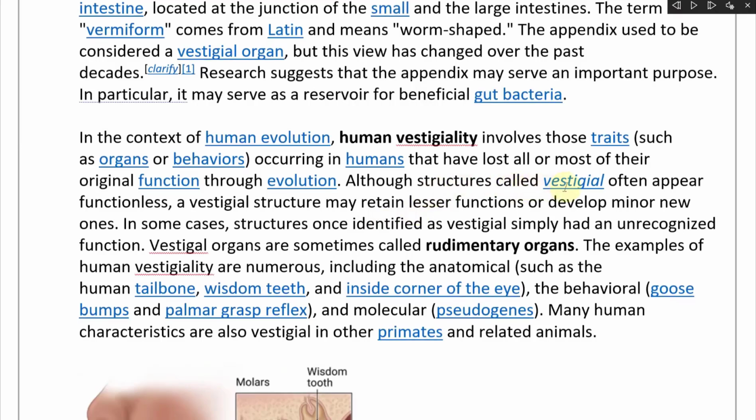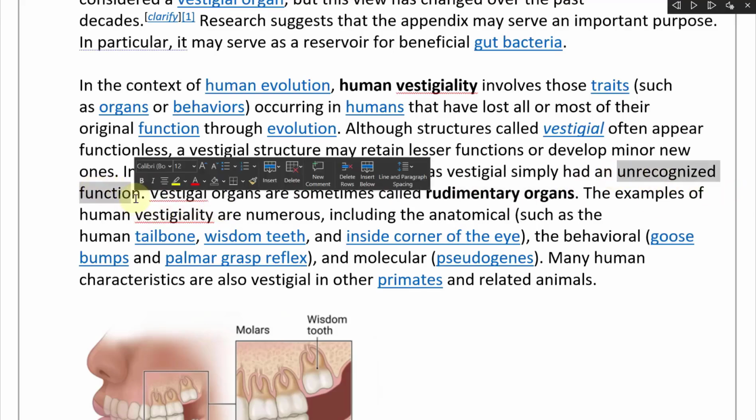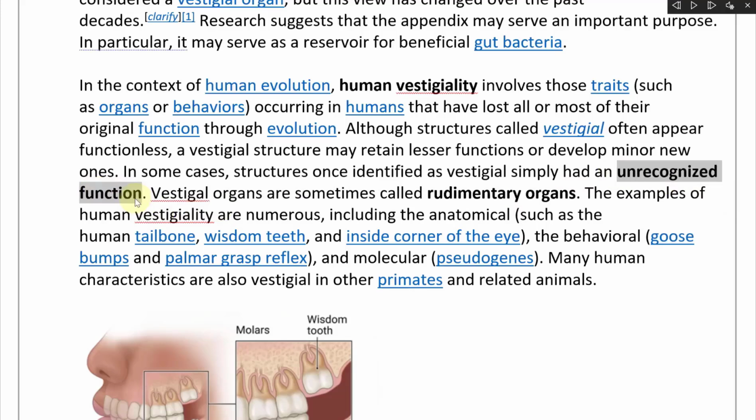Although structures called vestigial often appear functionless, a vestigial structure may retain lesser functions or develop minor new ones. In some cases, structures once identified as vestigial simply had an unrecognized function. That's the key point: unrecognized. Vestigial organs are sometimes called rudimentary organs.